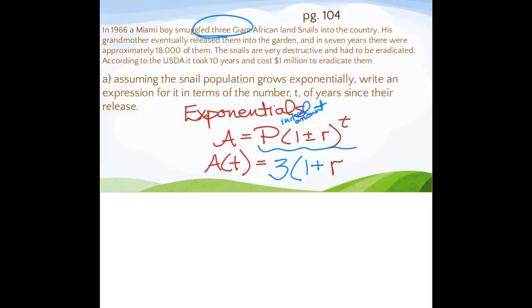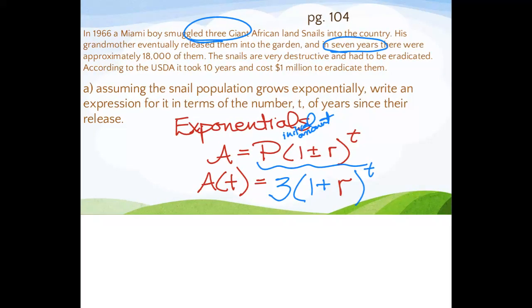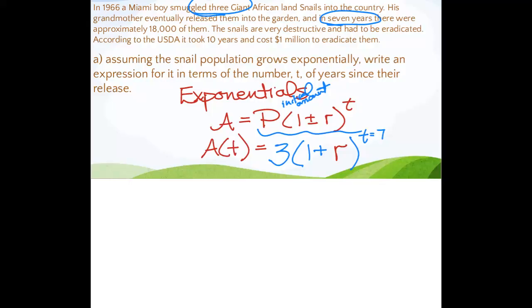Okay. And then our time, write an expression for it in terms of the number T of years. It's kind of weird what they're asking here for it in terms of the number T. So I'm not sure if they're really wanting T, but in this problem, we actually know T would be 7. You're looking at how long it took to get rid of them. We're talking about how they multiplied rapidly. Okay? So, not sure. We can put T, which is equal to 7, maybe, because they want it in terms of T, but we know T is 7 here.